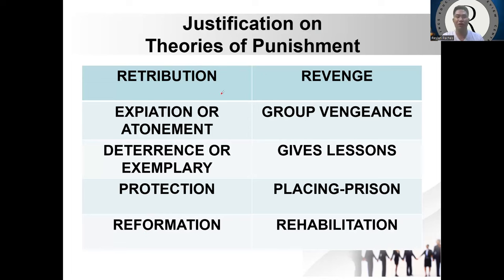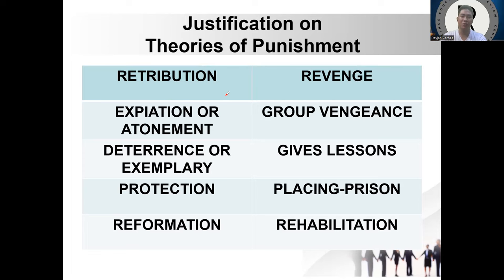Pag sinabi nating retribution, of course, naka-base yan sa tinatawag natin na harsh punishment ni King Hammurabi Code. Okay, so di ba? An eye for an eye, a tooth for a tooth. Kung ano yung ginawa mong krimen, yan yung magiging punishment mo rin. Kapag nang-rape ka, puputulan ka ng ari. So that is retribution. Yan na rin yung tinatawag na the law of talons ni King Hammurabi Code, or law of retaliation. Basically that is revenge. Kung ano yung mga crime na ginawa mo sa kapwa mo, yun yung magiging punishment mo rin. Kapag pinutulan mo siya ng kamay, puputulan ka rin ng kamay. So that is retribution.